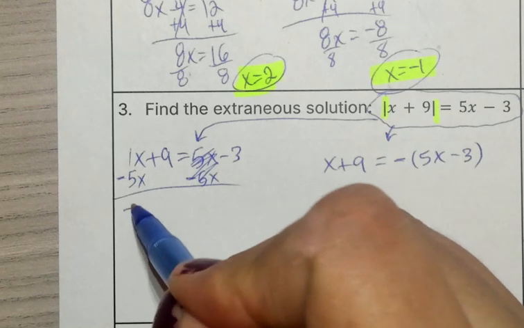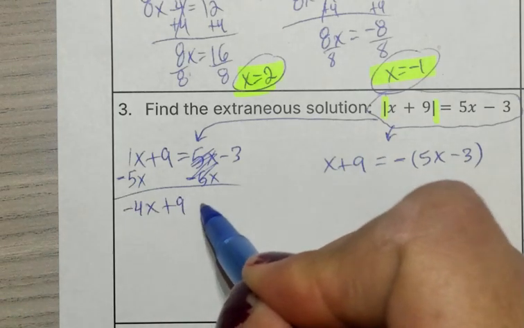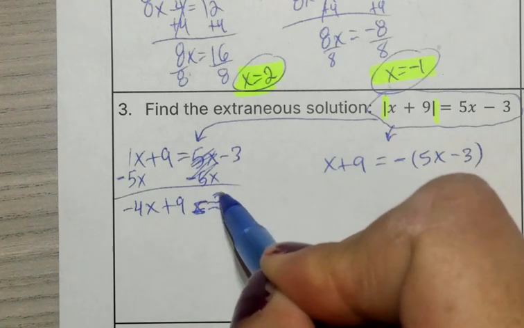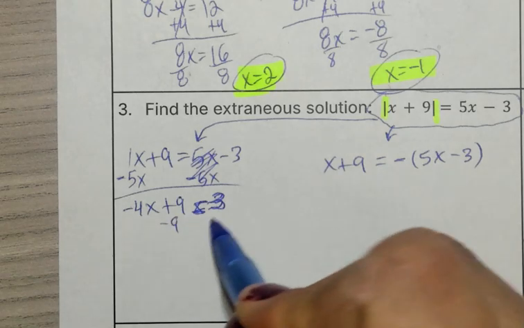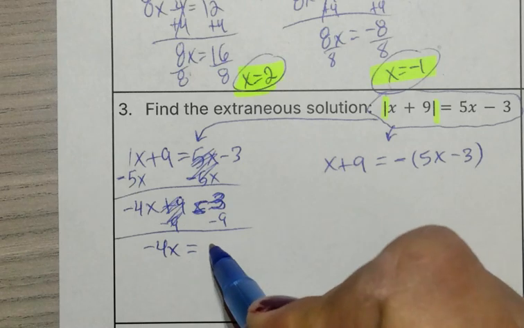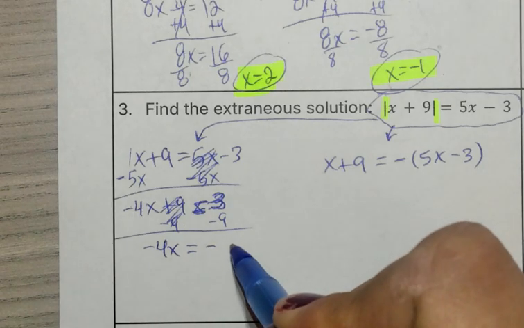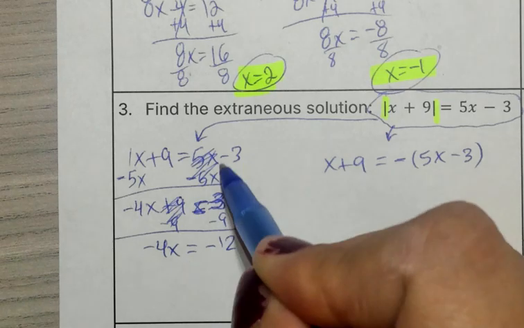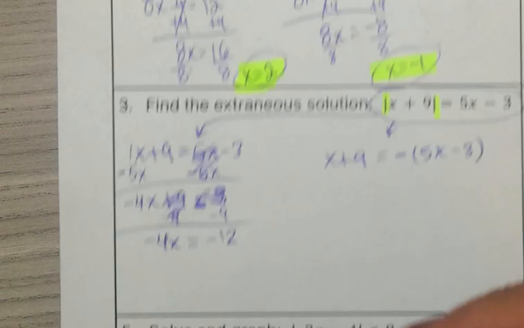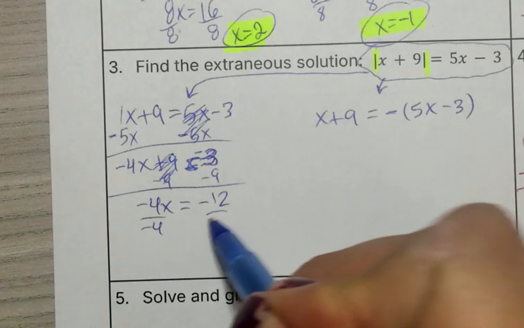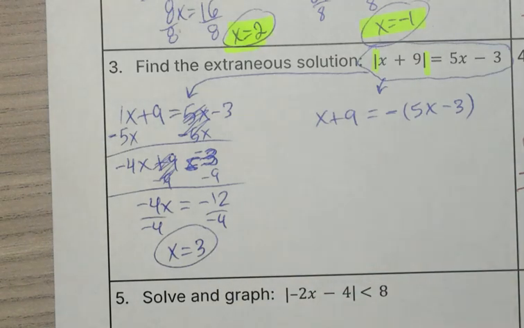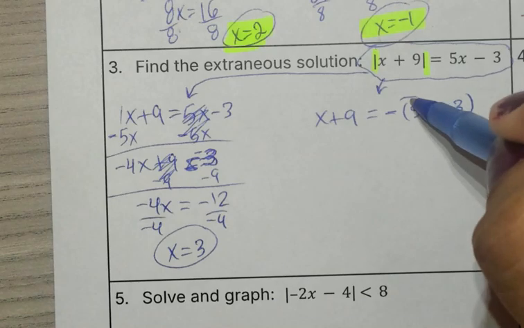1 minus 5 is negative 4. So negative 4x plus 9 equals 3. And then we subtract the 9 to cancel the 9 on this side. So we are left with negative 4x equals negative 12. So I believe this is negative 3. So negative 3 minus 9 is negative 12. Then you divide by negative 4. X equals positive 3.